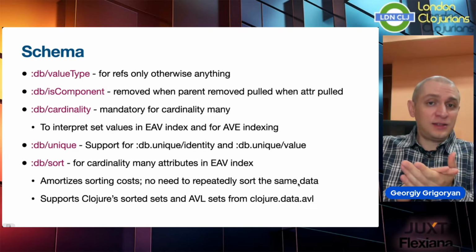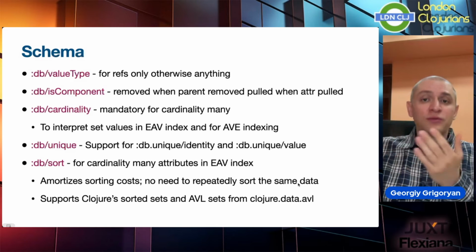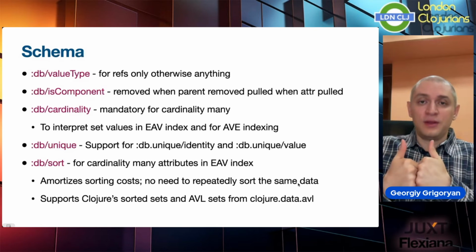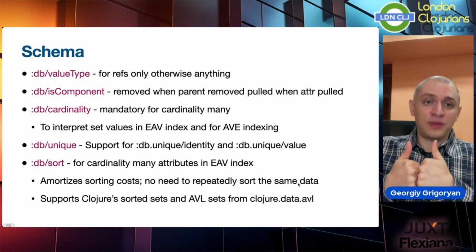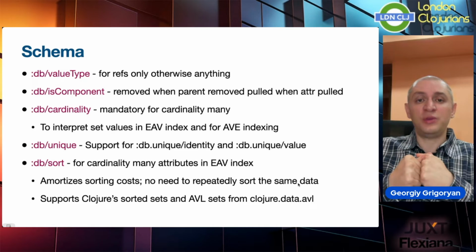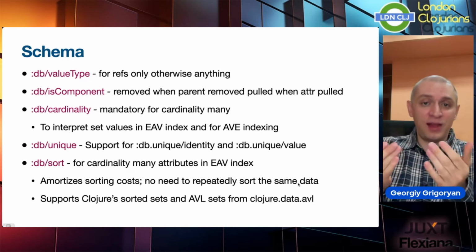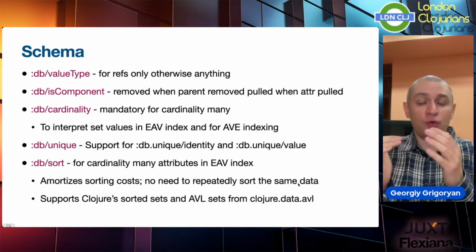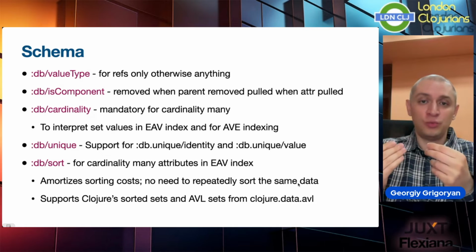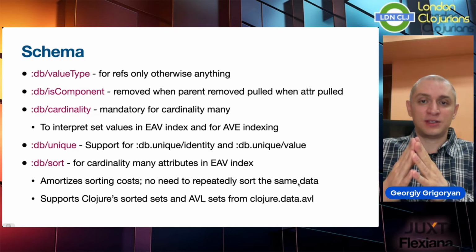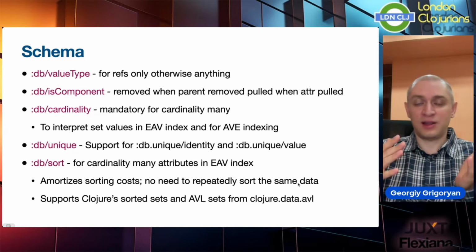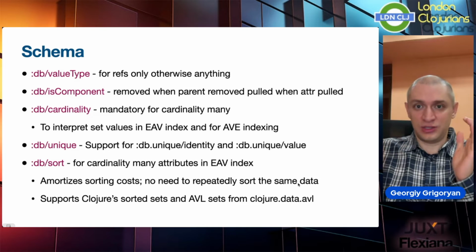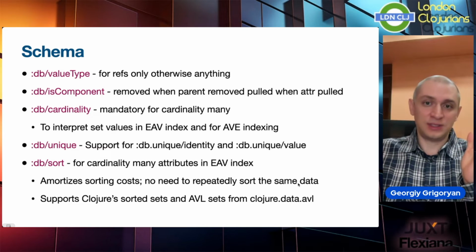DB cardinality. So if you want a cardinality many attribute, you have to specify it. You have to let EntityGraph know. And the reason for that is because we need to know how to interpret a set in the EAV index. Because we can have any value in the EAV index, including collections, including sets. So if we just see a set, we can't assume that this set represents multiple values. Maybe it's a cardinality one attribute, and it just has the one value of type set.